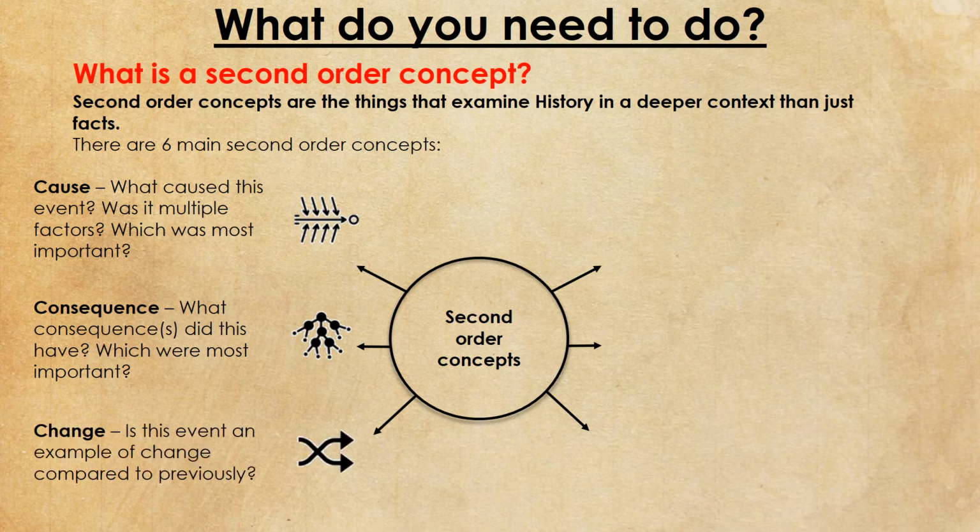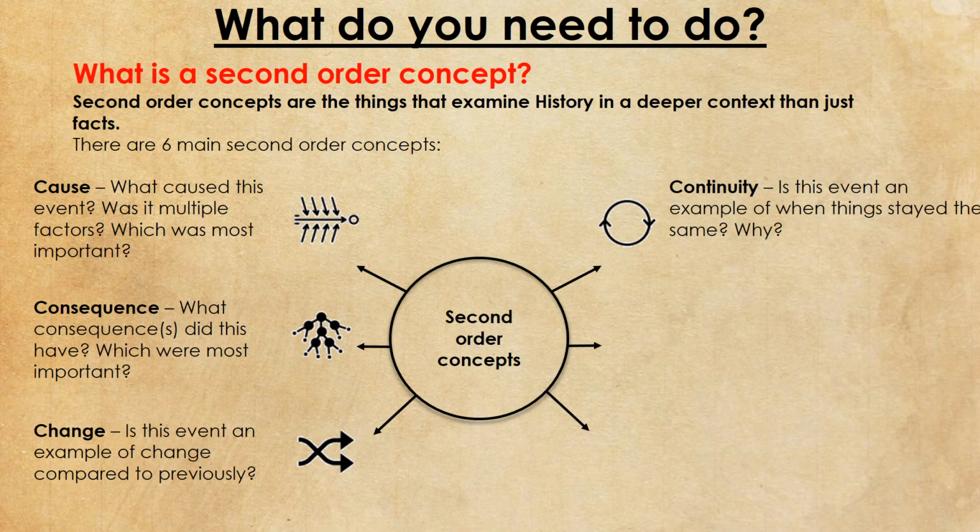You could also look at examples of change between different time periods. So is this example, this event that you are talking about, an example of a change compared to a previous time period? Was this something new and different that we hadn't seen before? Again, on the flip side of that, you've got continuity. Is this example similar to things that had happened prior? Is it the same, or has it changed? And why has it changed if it has changed?